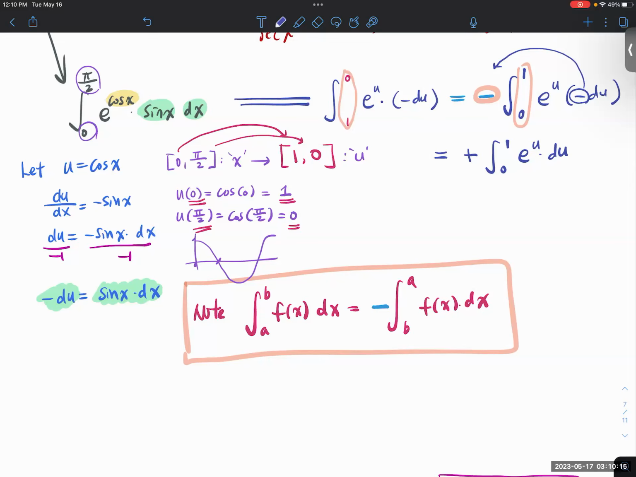We got it. And then e to the u, right? This one is the same, e to the u from 0 to 1. So we have 1 minus 0 as the limits. You get e to the 1 minus e to the 0. e to the 1 is e. e to the 0 is 1. So that's your answer, e minus 1.